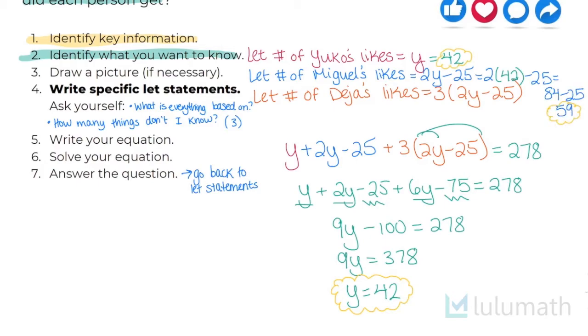Now for Deja, we know that Deja got 3 multiplied by this 2y minus 25, but we know that this 2y minus 25 is 59. So we know that Deja's likes is 3 multiplied by 59. And 3 times 59 is equal to 177. So we can now answer our question.